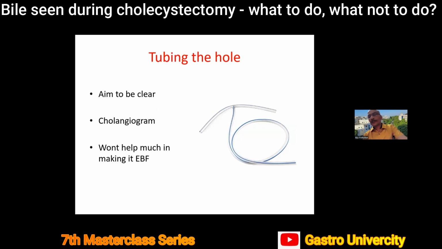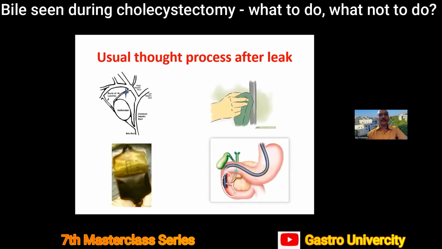As for tubing the hole, sometimes you will be seeing the hole in the field, below or above, or blind holes. So the aim has to be very clear when you tube it. A cholangiogram is fine, but normally these tubes will slip out later and won't help much in making it an external biliary fistula. The usual thought process after you see a leak is to name it, okay, it can be from the duct of Luschka. The duct of Luschka is very commonly mentioned beyond its possible anatomical existence. Let us say it is 3%, at least 20 times we might mention a duct of Luschka during cholecystectomy.